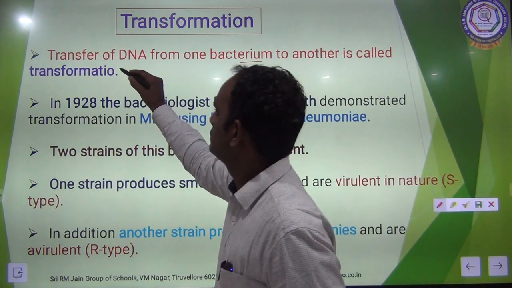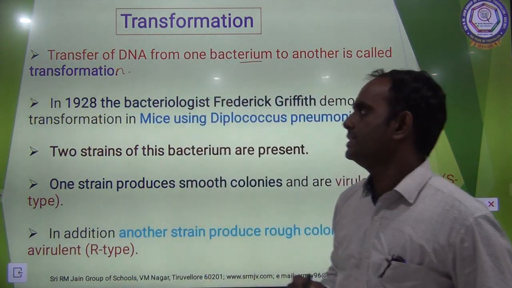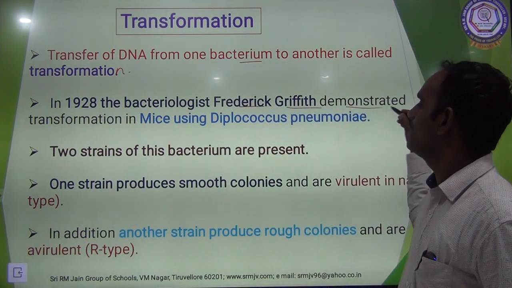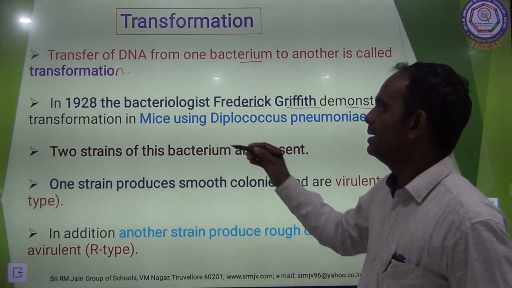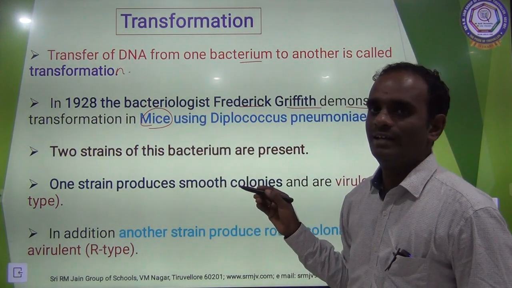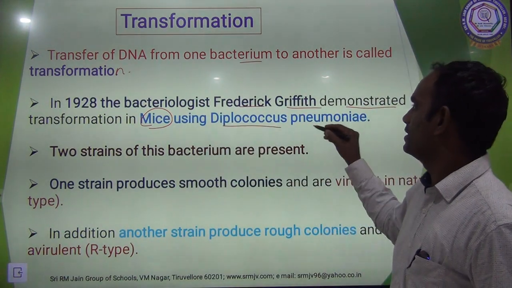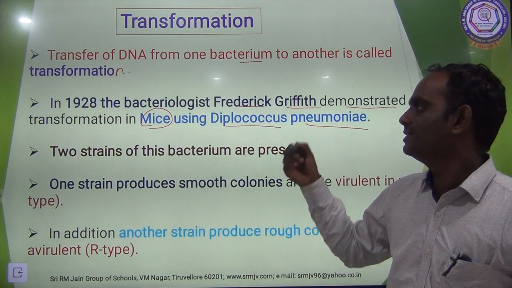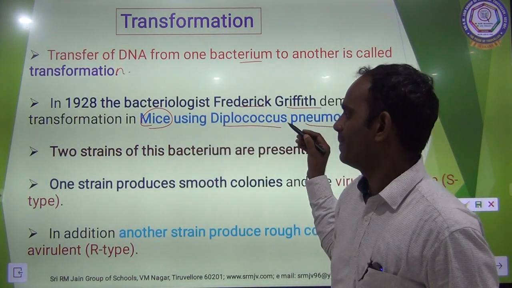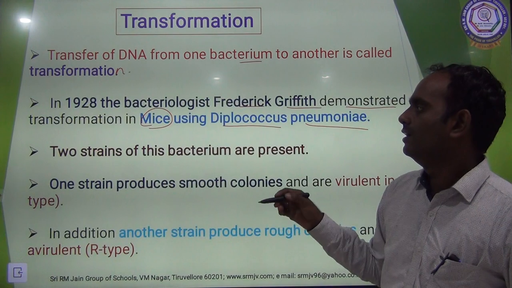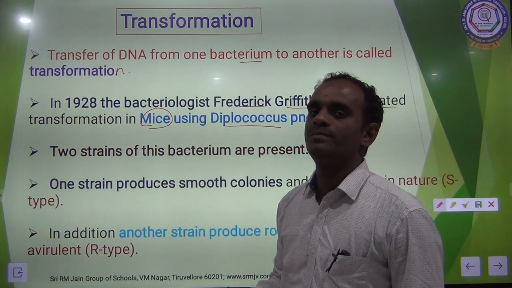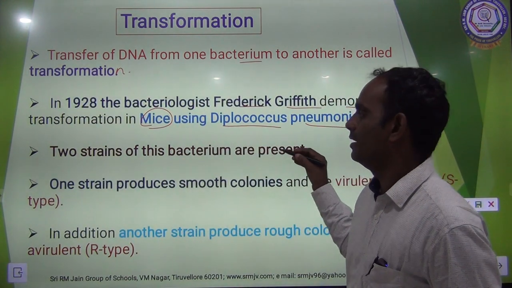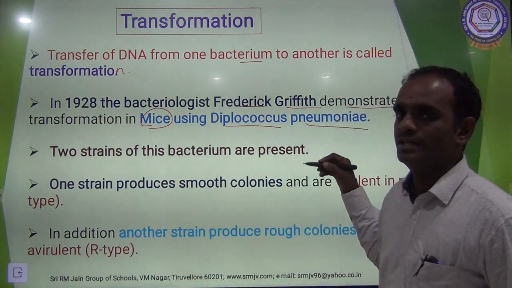In 1928, the bacteriologist Frederick Griffith demonstrated transformation using Diplococcus pneumoniae. Diplococcus pneumoniae is a type of bacteria. With the help of this bacteria he did an experiment, and the name of the experiment is transformation. So he used two strains of this bacterium.